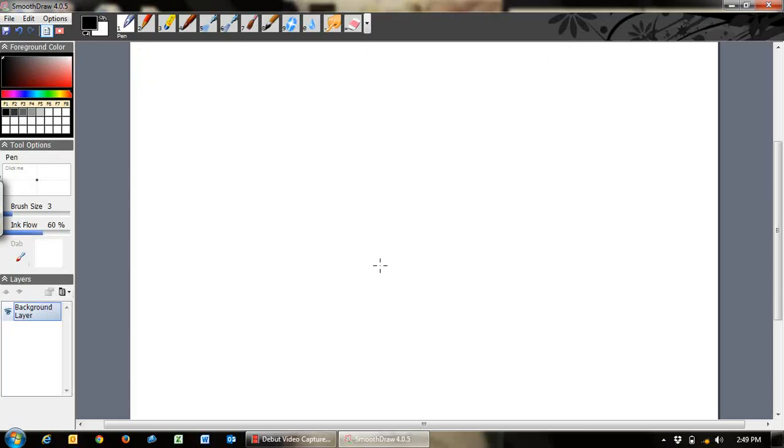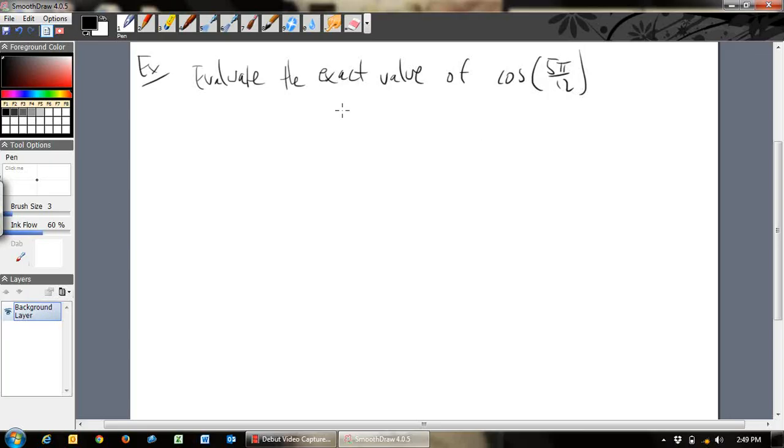So what I want to do is go through some examples of different types of questions you might get that use these. Our first example is to evaluate the exact value of cos 5 pi over 12. The exact value just means not the decimal. Don't just type this into your calculator and get 0.952. We want to know the exact value.